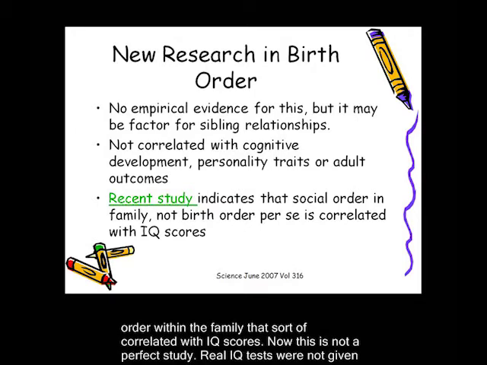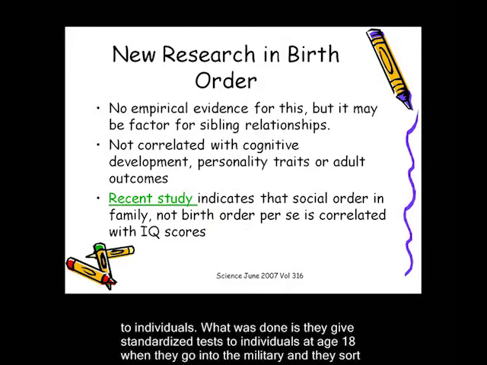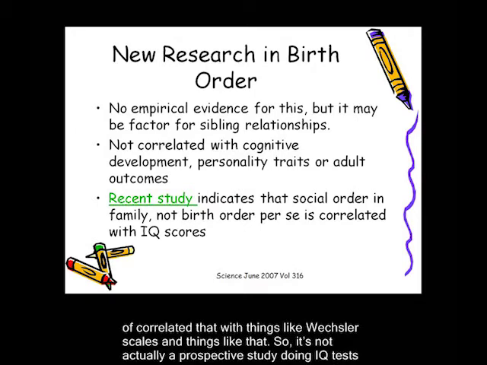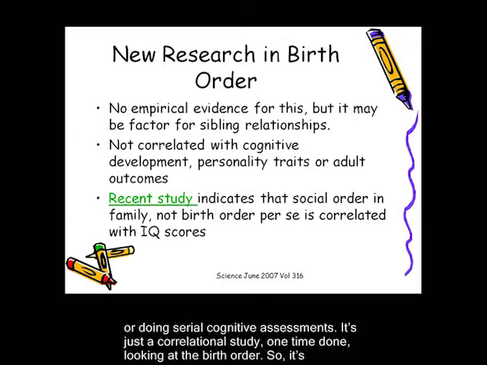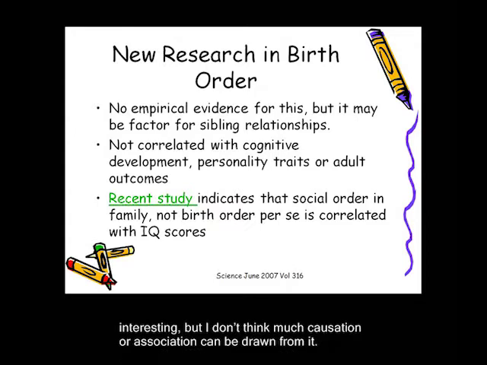Now, this is not a very perfect study. Real IQ tests were not given to these individuals. What was done is they have the standardized test at 18 when they go into the military, and they sort of correlated that with things like Wechsler scales and stuff like that. So it's not actually a prospective study doing IQ tests or doing serial cognitive assessments. It's just a correlational study, done one time, and sort of looking at the birth order. So it's interesting, but I don't think much causation or association can be drawn from it.